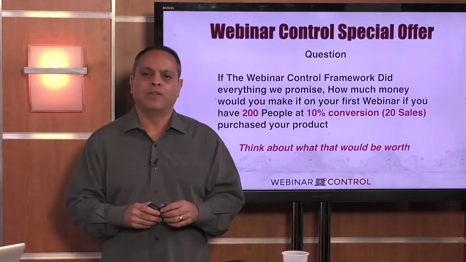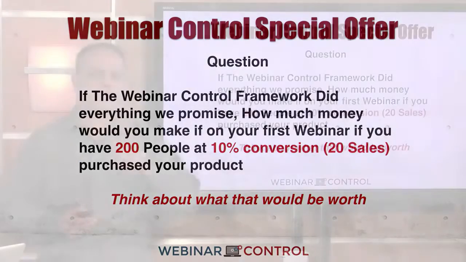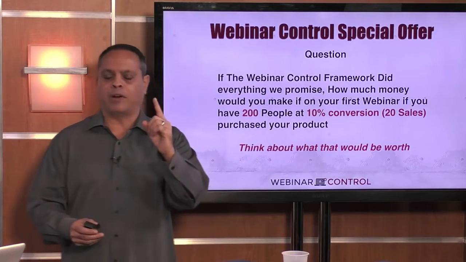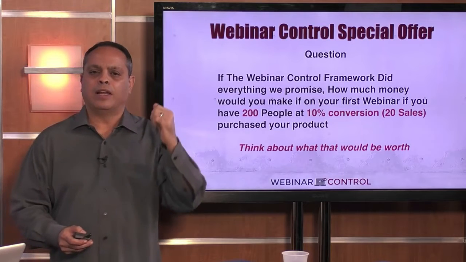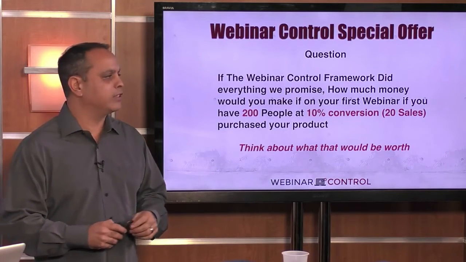So here's a question for you. If the Webinar Control Framework did everything that I'm promising, how much money would you make on your first webinar if you had 200 people show up on your webinar and you had a 10% conversion rate? So if you made 20 sales, do me a favor, type in the chat what 20 sales of your product would be. I'm curious to know what some of the numbers are, and Mike, if they come out, you can shout that out for me. If everything I promised you was true and you had 200 people just on one webinar and you sold 10% of them, you made 20 sales times the price of your product, how much would that be, Mike? When that gets there, you let me know.